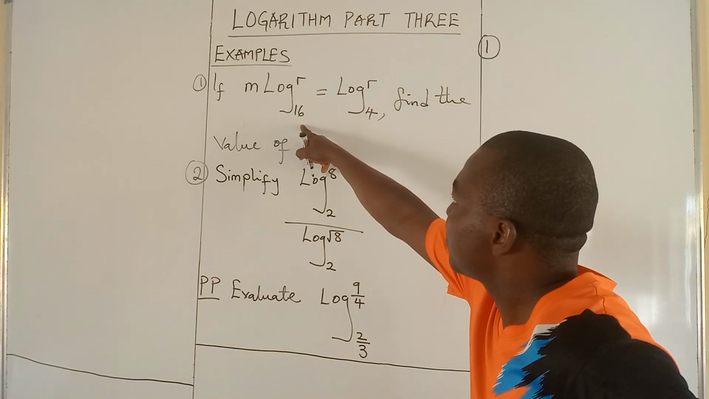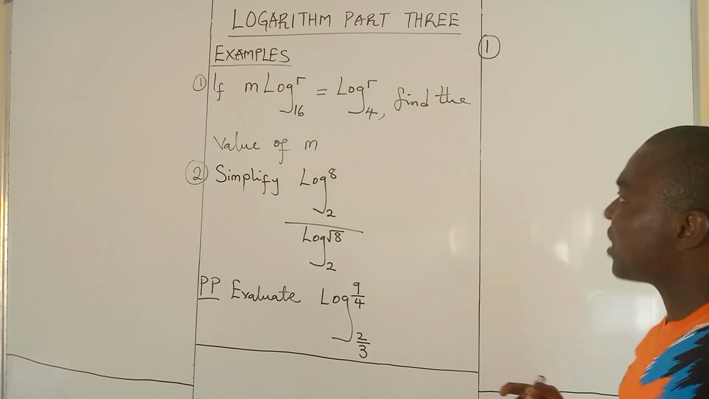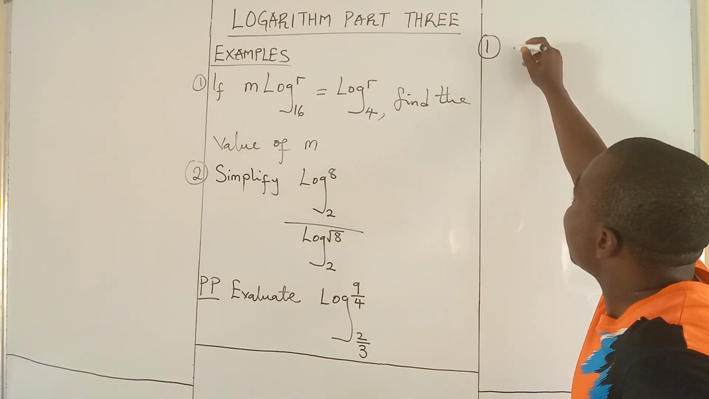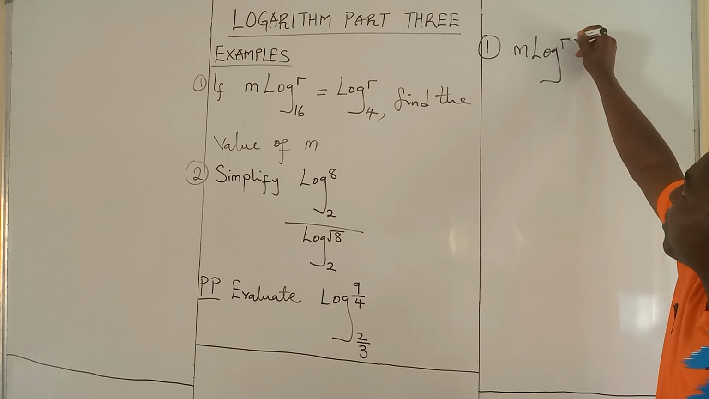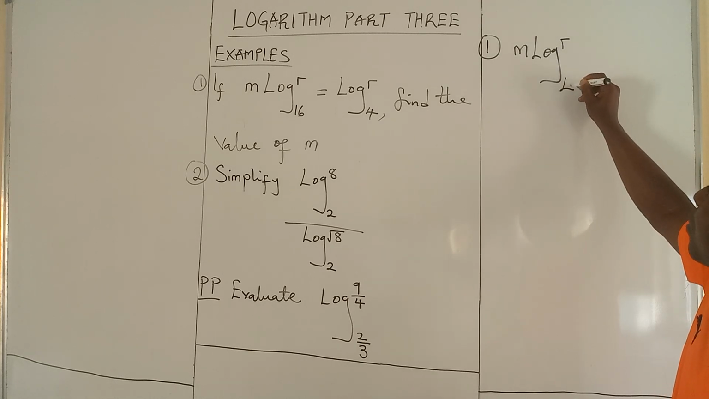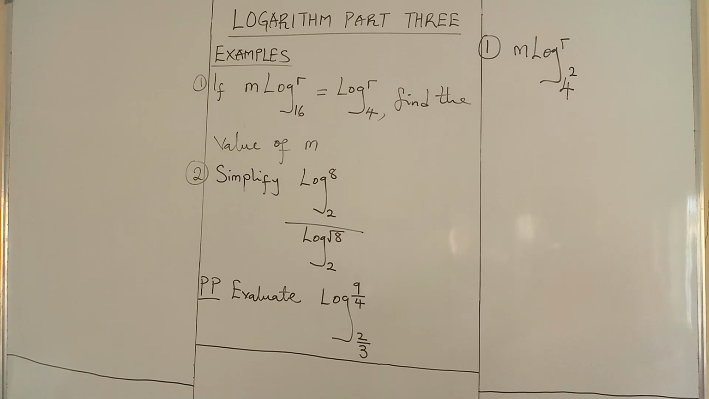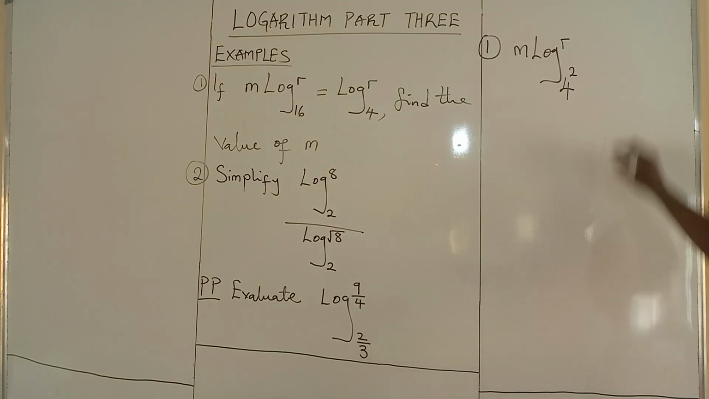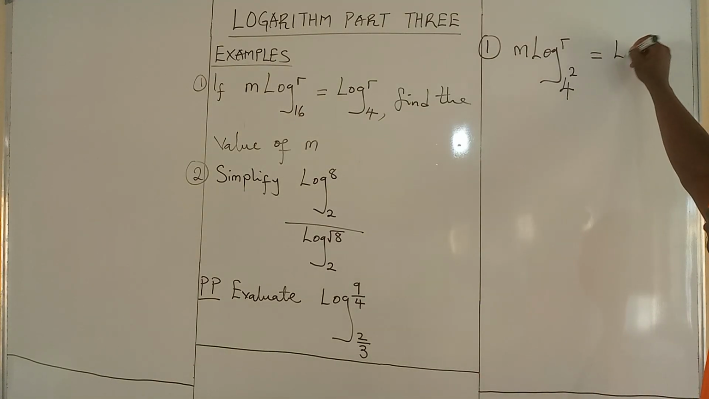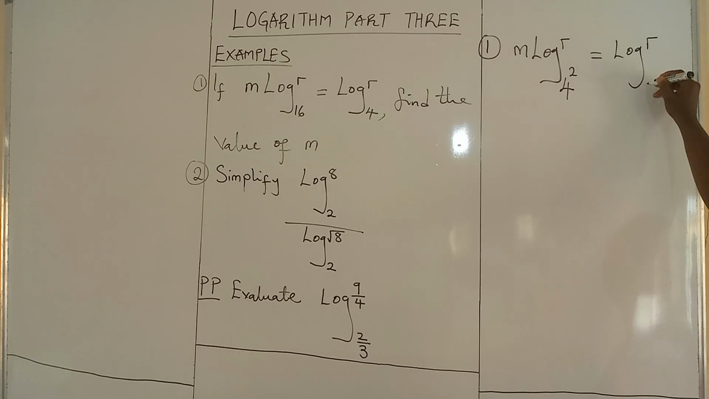16 can be written as 4 raised to power 2, which means that is m log r base 4 raised to power 2. Even that 16 can also be written as 2 raised to power 4, but I'm using 4 because the base on the other side is 4. Alright, so this is equal to log r base 4.